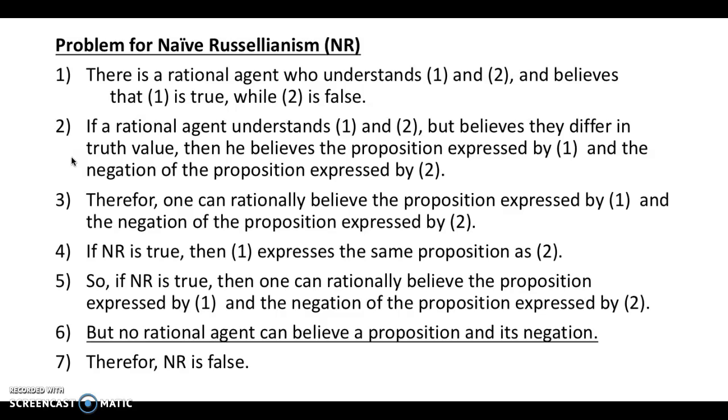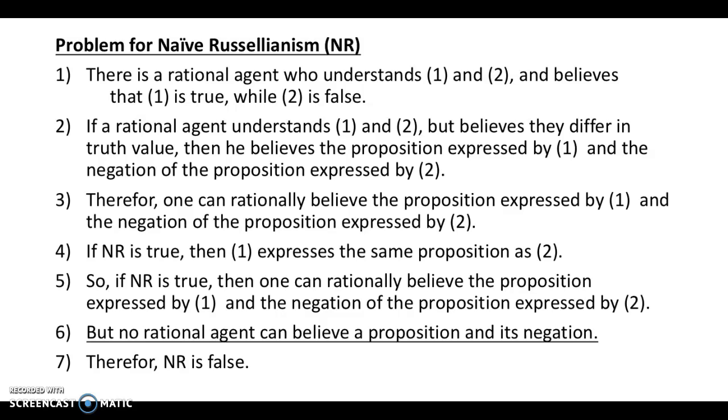Well, if this is the case, then that person differs in terms of the propositions expressed by 1 and 2. That is, that agent seems to believe one and the same proposition, only that they believe the proposition and its very negation, right? And this seems to be an entailment of the naive theory. Or better said, if the naive theory were true, then naive Russellianism is committed to the position that one can rationally believe the proposition expressed by sentence 1 and the negation of that proposition expressed by sentence 2.